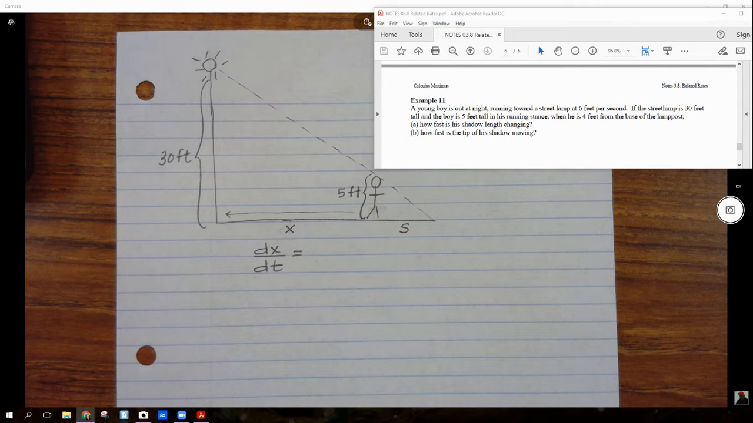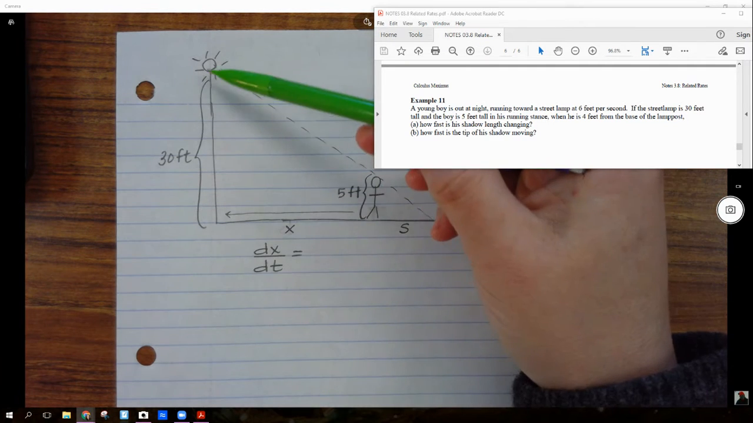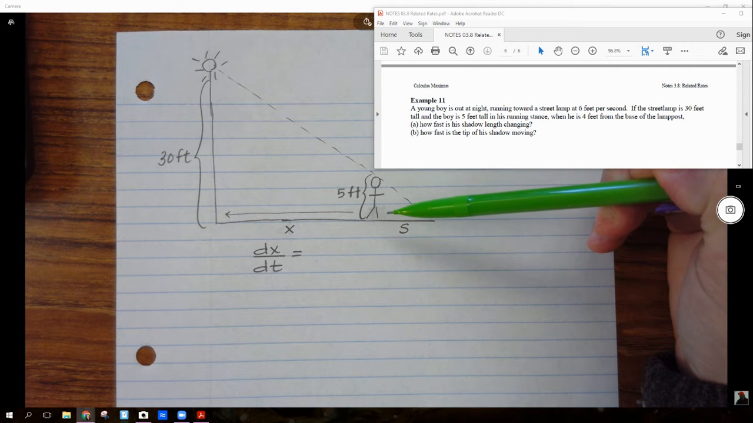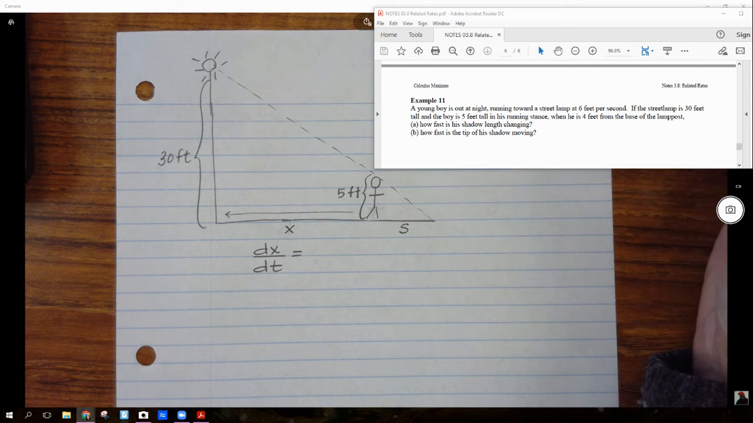Alright, everybody, we are going to go over the last example from the 3.8 notes, example number 11. I already drew the picture so that way it'd save us a little bit of time. What we have is a boy running toward a street lamp at 6 feet per second. If the street lamp is 30 feet tall and the boy is 5 feet tall, when he is 4 feet from the base of the lamppost, we need to find part A, how fast is his shadow length changing, and part B, how fast is the tip of his shadow moving.